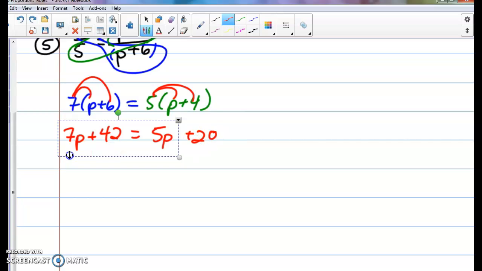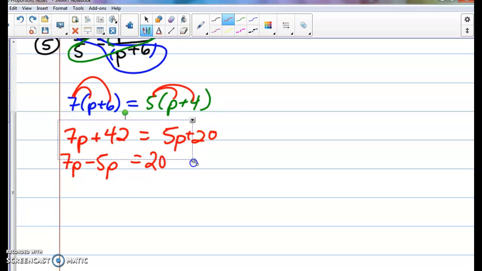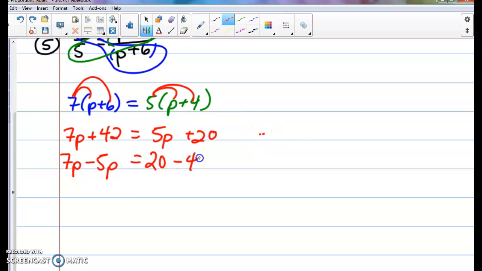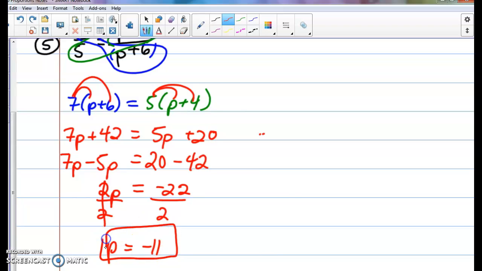Now take variables to the left, so I already have a 7p on the left. Bring over my 5p, it becomes a minus 5p, equals numbers on the right, so 20 drops down, and my positive 42 becomes a minus 42. So 7p minus 5p is 2p. 20 minus 42 is a negative 22. Divide both sides by 2, and p equals negative 11. And we're all set.